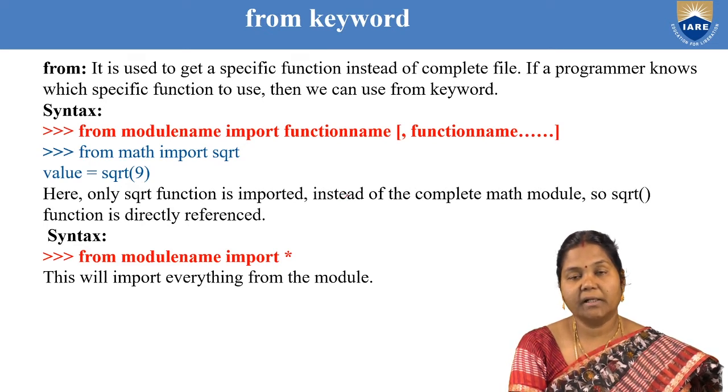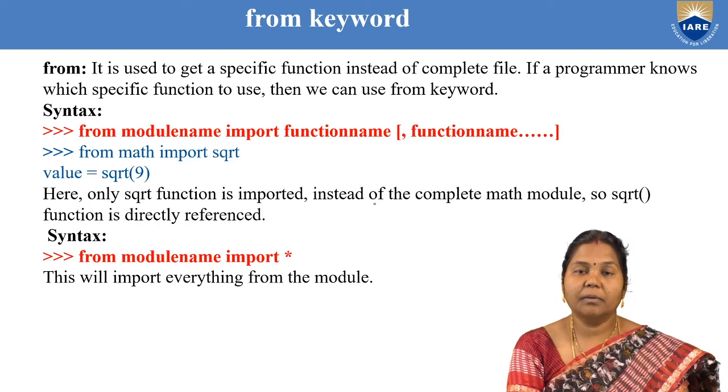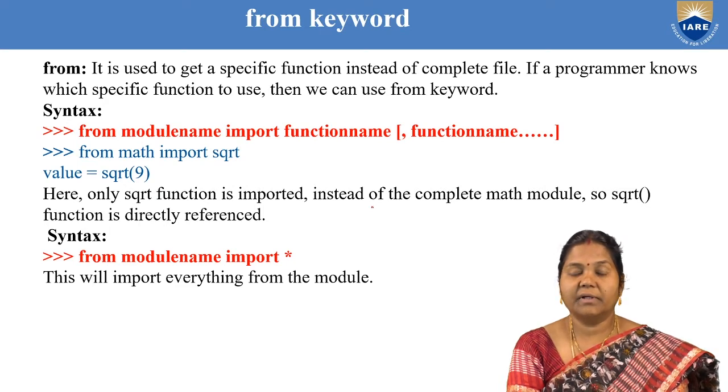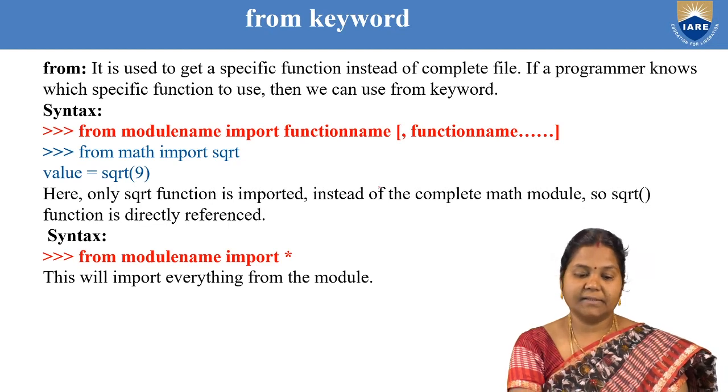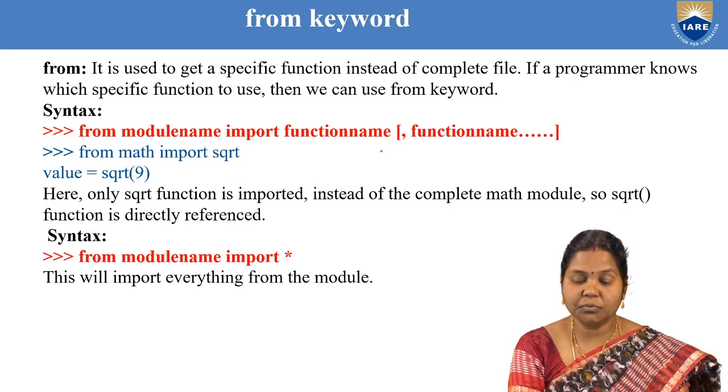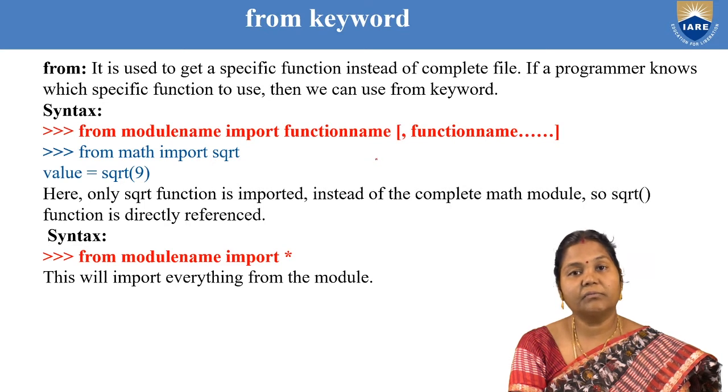Whenever you are writing import math, then the complete math.py is searched, and then all the functions from that module are active. But we can activate only a few functions using the from keyword. So from is used to get a specific function instead of a complete file. If a programmer knows which specific function to use, then it is better to use the from keyword.